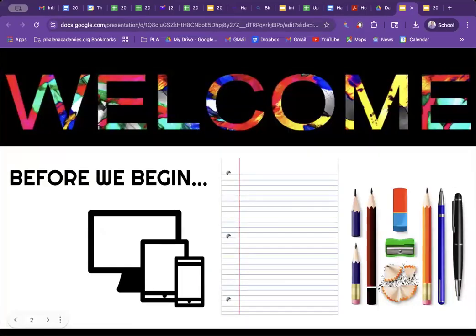Before we begin, we want to make sure that you are aware of what materials you'll need for today. You will need paper, writing tools, erasers, and definitely some type of electronic device, your phone if necessary, and of course, you'll have the screen here where you can see what we're doing.